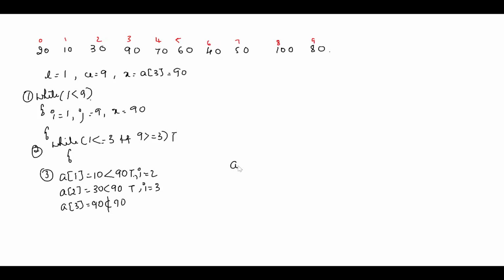Next, I will directly move on to the next while loop, the fourth while loop, where I'm going to check while A of J, where J is 9, A of 9 is 80, whether this is greater than the given value. And as you can see, it is not, hence we are going to stop. So now what we need to do is swap the values for I equal to 3 and J equal to 9, which means I'm going to swap the values. I is equal to 3, which is 90, and I'm going to swap it with 80.